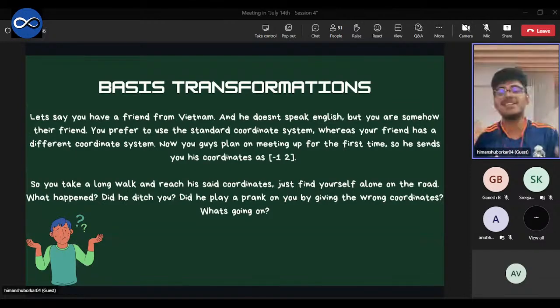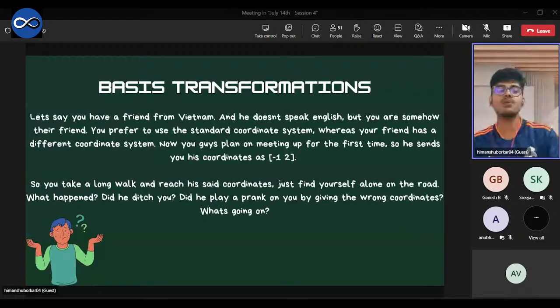So what happened? Did he ditch you, or is he playing a prank on you by giving you the wrong coordinates? What's going on? Well, I think it's quite clear what is going on, and if it's not, let me explain. He gave the coordinates in his coordinate system, not in yours. In yours, it could mean a completely different location, and in his, it is a completely different location.